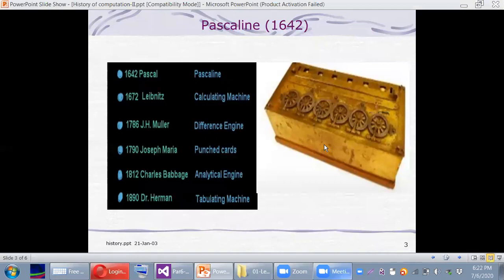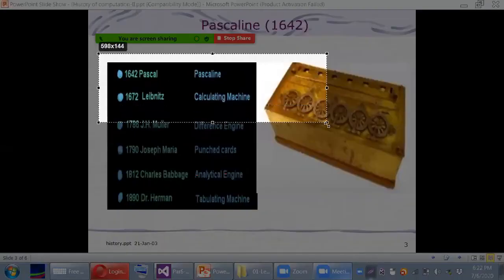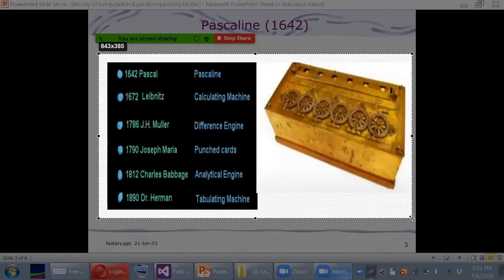Pascaline. As you can see in the figure, the diagram of Pascaline. So in 1642, a scientist named Pascal invented a machine which is called Pascaline, or simply called Pascal's machine.